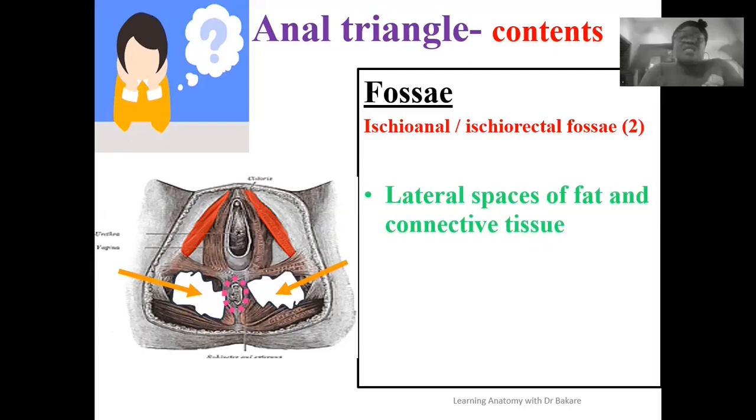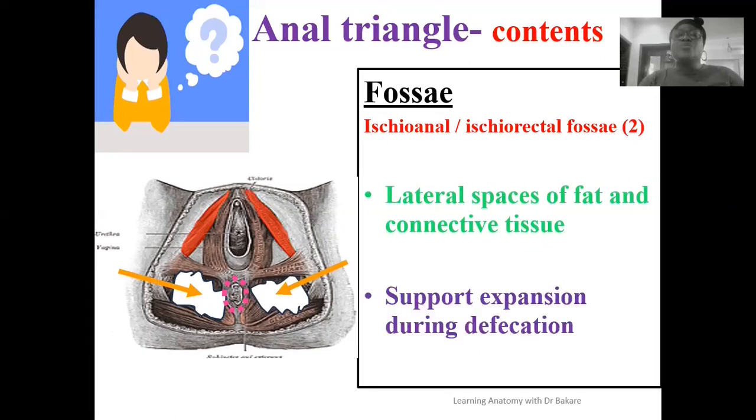So this space is not just left open, it is seen to be filled with parts of fat and also connective tissue. And what they do in this regard is to support the expansion of the anal canal during defecation. This will help to prevent the prolapse of the anal canal, that is, preventing it from moving out of space, and also helping to protect it during the process of expansion so as to prevent it from damage. So you see that you have a cushioning effect around the anal canal created by the fat and also the connective tissue contained within the ischioanal fossae.